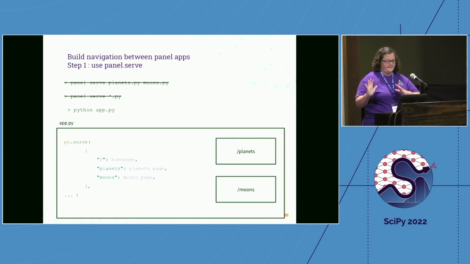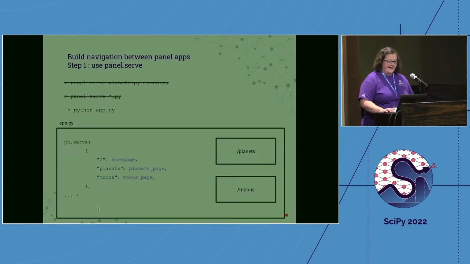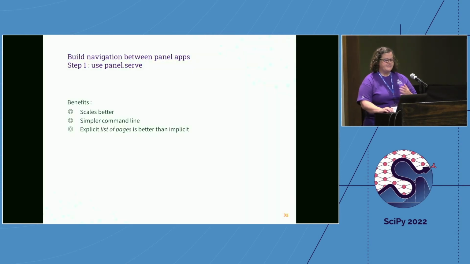So there are a couple of things that are good to do here. Let me back up. Instead of panel serving all of the different pages, we can be explicit about which pages we're going to serve inside of a file. It cleans up our CLI, and so this scales better. Explicit is better than implicit, and it simplifies our command line.